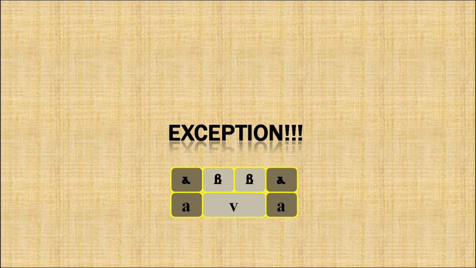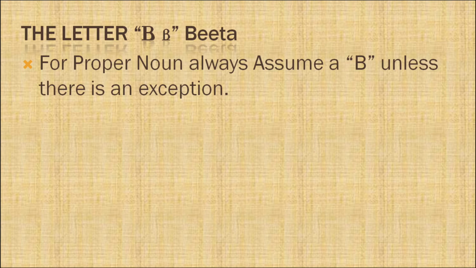The correct word is Ava. Abba is wrong, and abva is wrong. It's Ava. We're going to recap the rule for beta, and then the next letter is actually very easy.